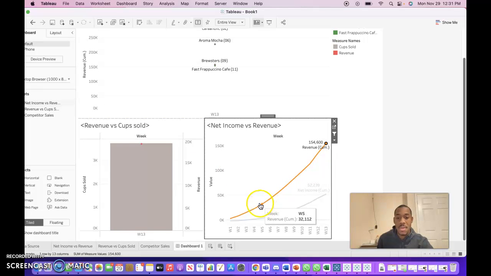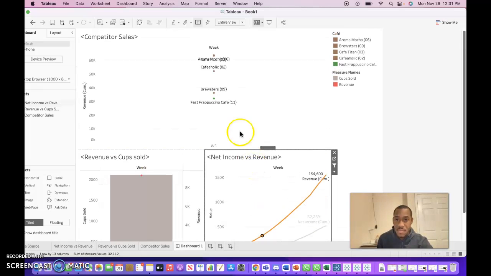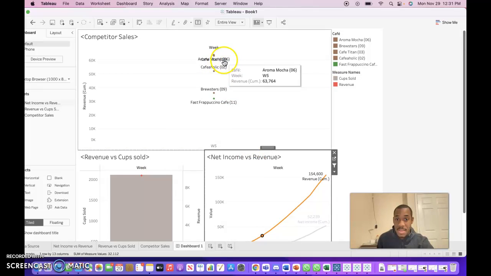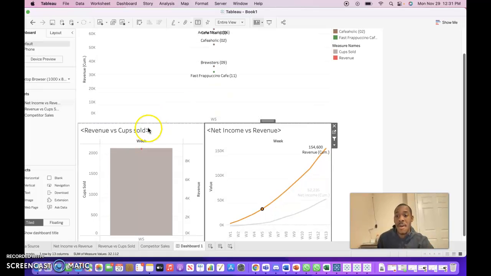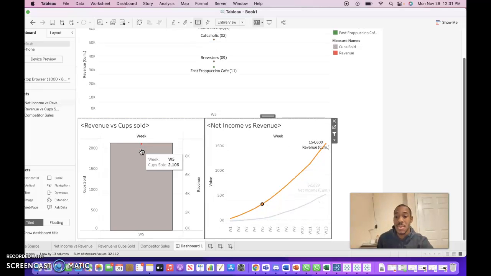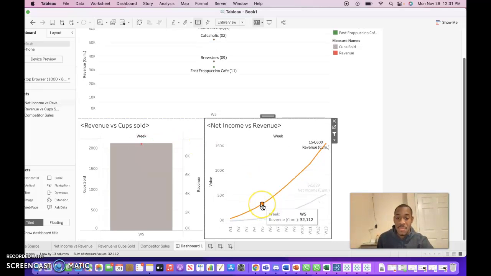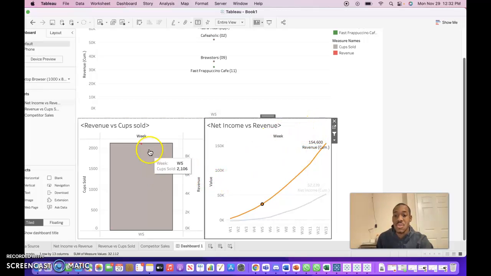If we drop it, you can see earlier. We can see that Cafe Titan and Aroma Mocha were practically almost together, and this is the amount of cups that were sold during that week with the revenue that was accumulated for 32,100. So we can see that as we move along the graphs, everything will change to show the effect of another graph.